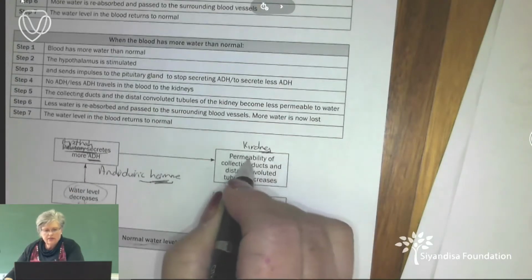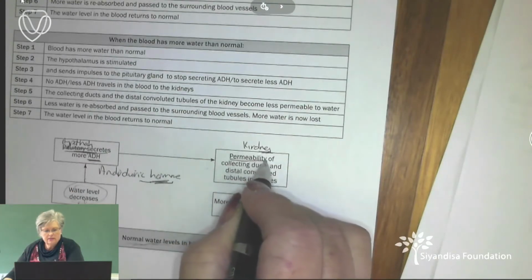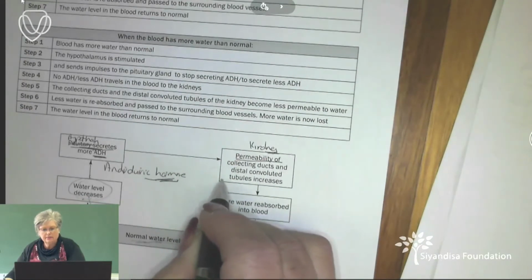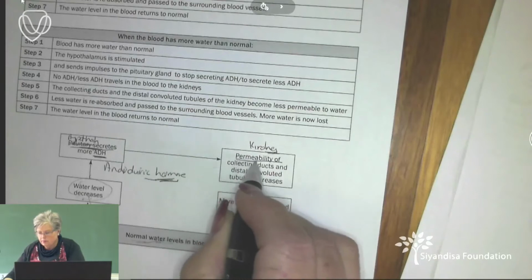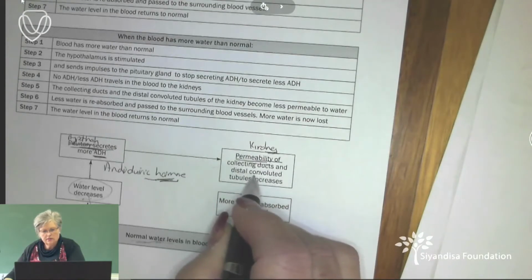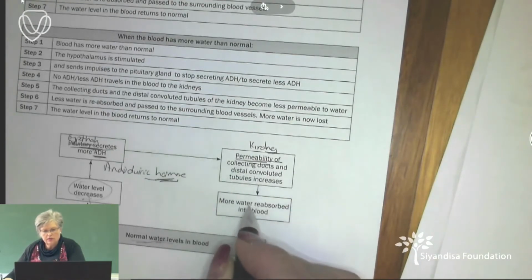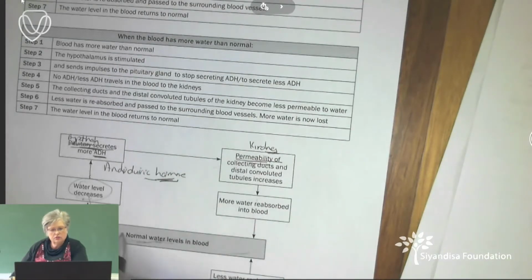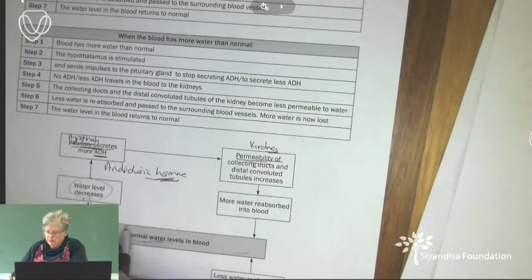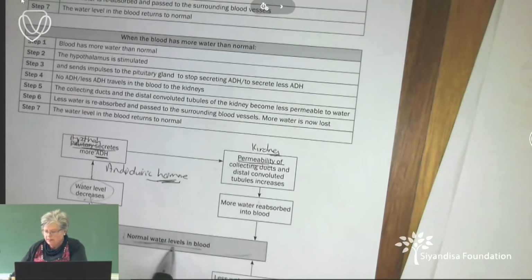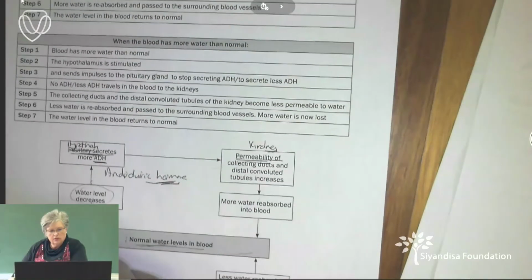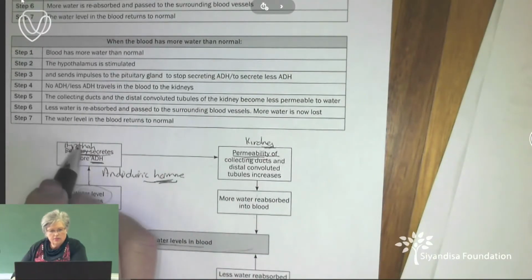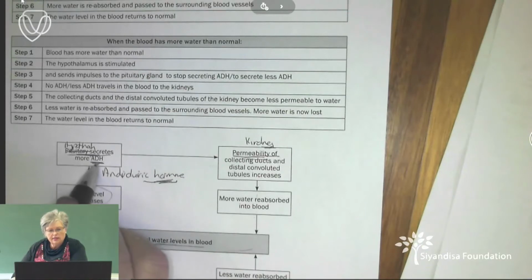From the kidney, it makes the membranes less permeable, so less water will go out of the body and more water will be absorbed, and the level is normal. So let's just recap again. We have normal water. Suddenly the water level in the body, in the blood, drops. What happens? The hypothalamus secretes more ADH.